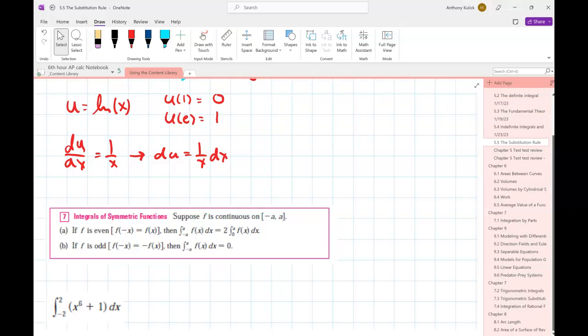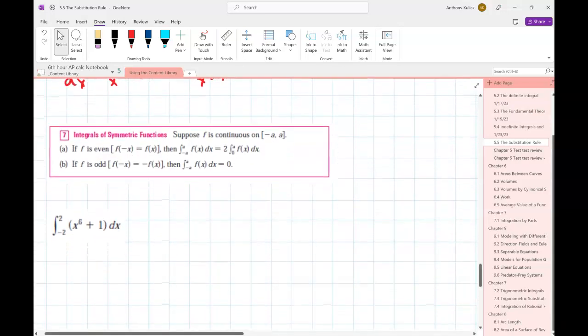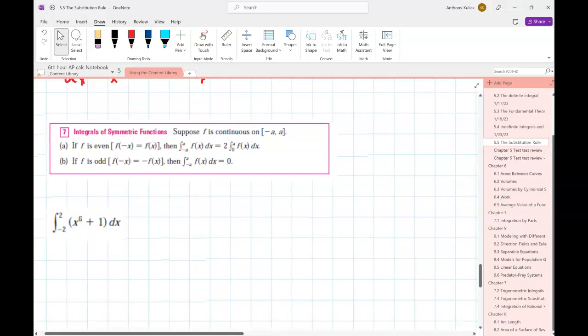So the last topic here in chapter 5 that we're going to talk about is this theory on the symmetric integrals of symmetric functions. And this is another one of these theorems that we'll use a lot. This is a quite useful one. I guess not important because you can do it without it, but it's a time saver for sure.